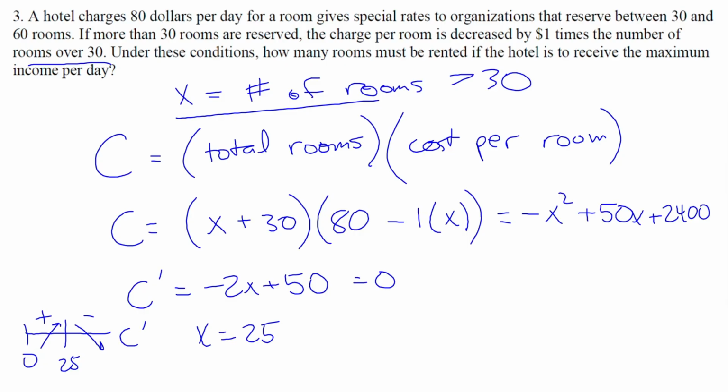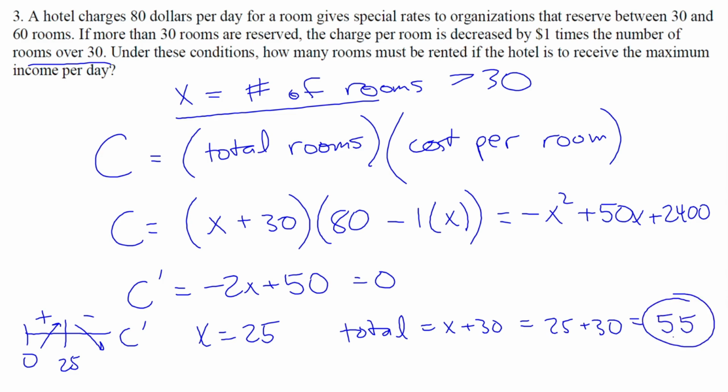Remembering that our total number of rooms is x plus 30. So that will be 25 plus 30, for 55 rooms. So that's the maximum income or cost for these rooms. And so that's it for number 3.